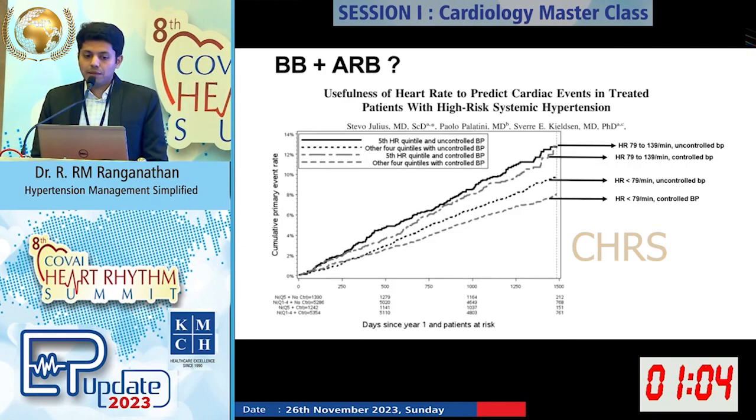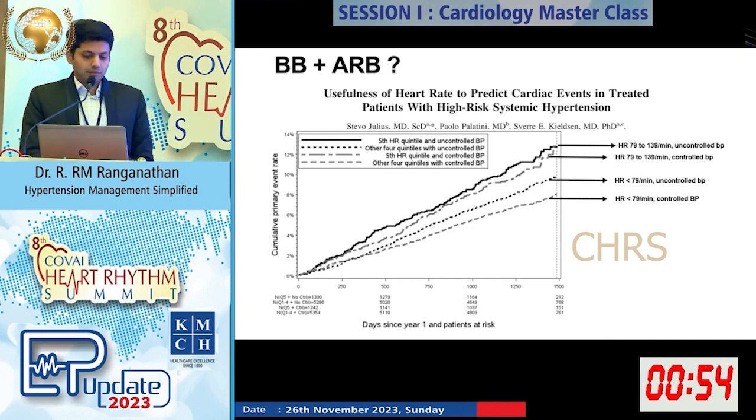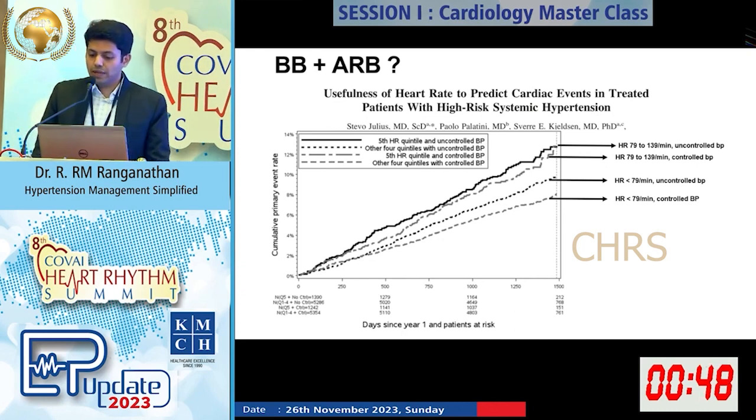The rationale for why ARB plus beta blocker combination is coming up: this is a very interesting article published by Stewart Julius et al. You can see here on the y-axis is the event rate. In the first one, the heart rate is less, blood pressure is controlled, the patients do well, the event rate is less. But if the blood pressure is controlled, but still the heart rate is more than 80, the hazard ratio or the event rate is very high. So it is not enough to just control the blood pressure. You also have to make sure you reduce the heart rate as well. The magic number is 80. Any patient with resting heart rate more than 80, make sure apart from controlling the blood pressure, you also control the heart rate.